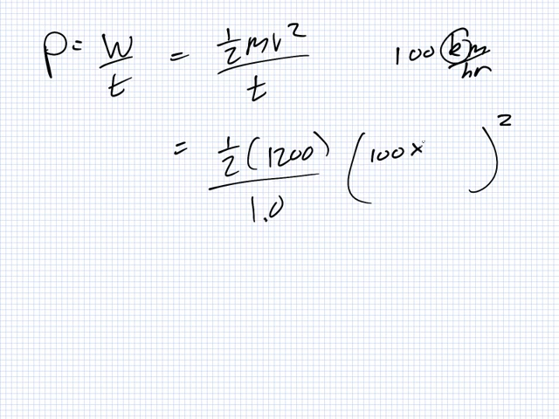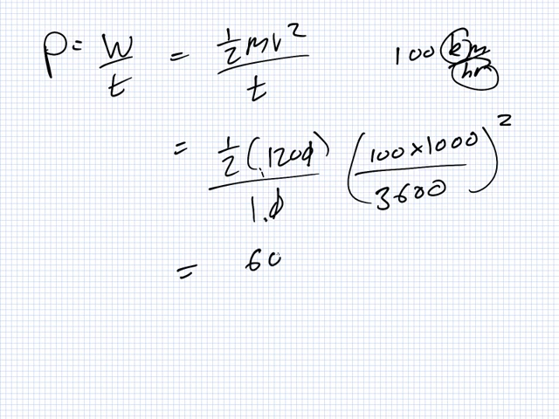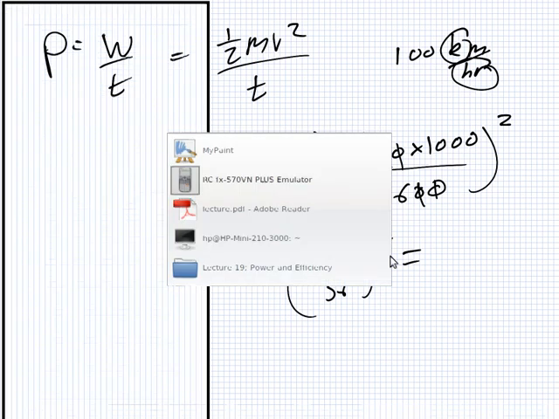Now, how big is a kilo? 1,000. So that's 100 times 1,000. And how big is an hour in seconds? 3,600. Right, so that cancels a 0, and a half of 1200 is 600, and cancel 2 zeros here, so it's 1000 over 36 squared times 600. What's that, please? Do I have my calculator? Oh, I have it.